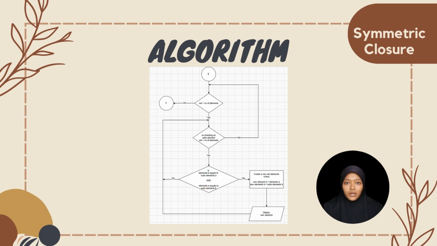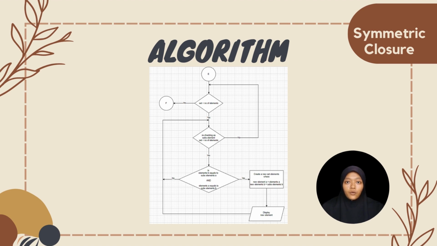The next algorithm in our system will be the symmetric closure, starting with a looping with the condition of if the set number of elements being processed is less than the number of elements based on user input. Then execute another looping inside the loop with the condition of whether the sub-element set is less than the number of elements based on user input. This statement would proceed to the condition of whether element B equals sub-element A and element A equals sub-element B.